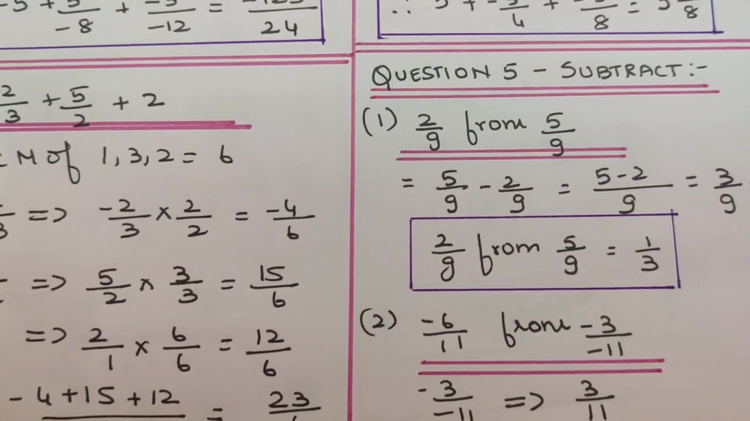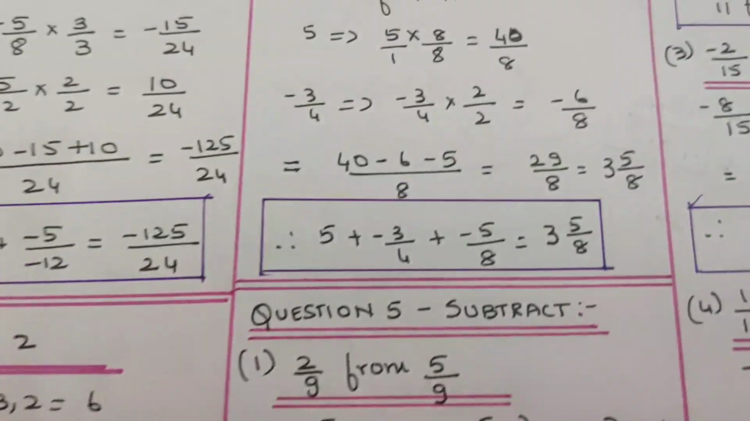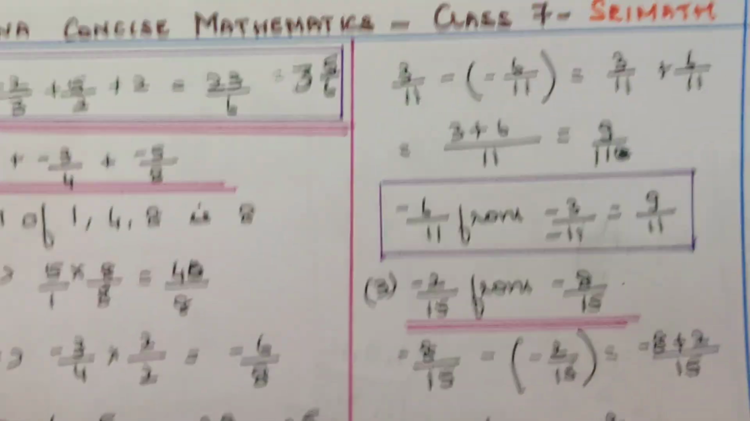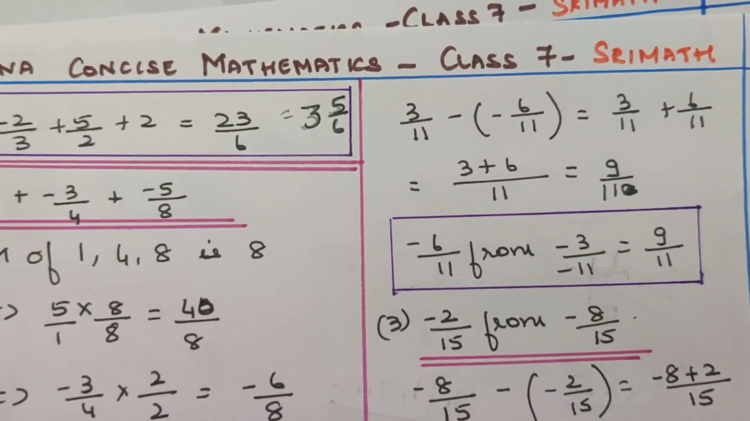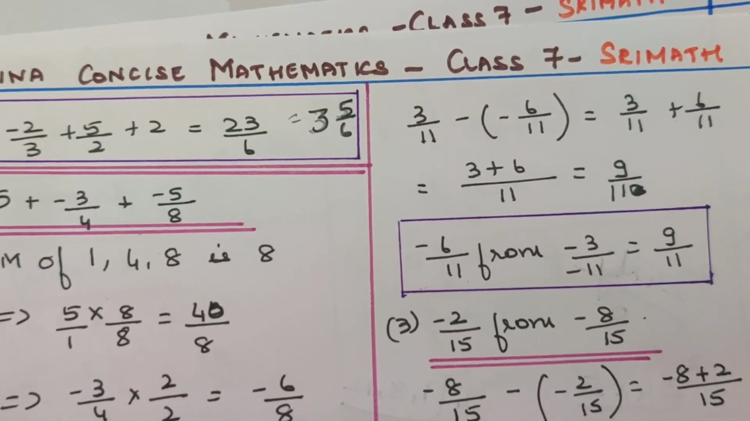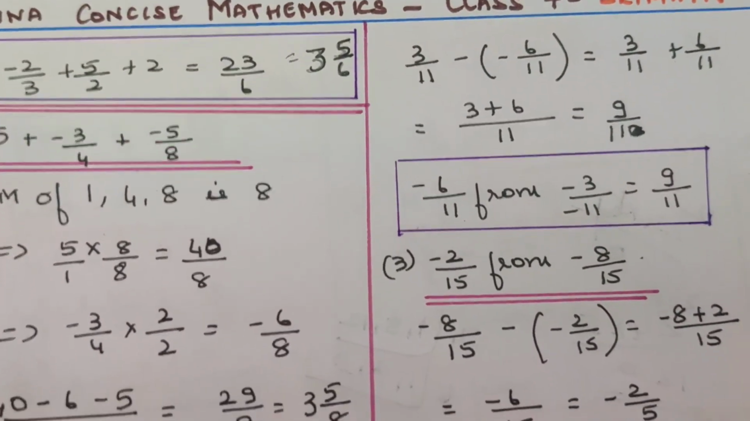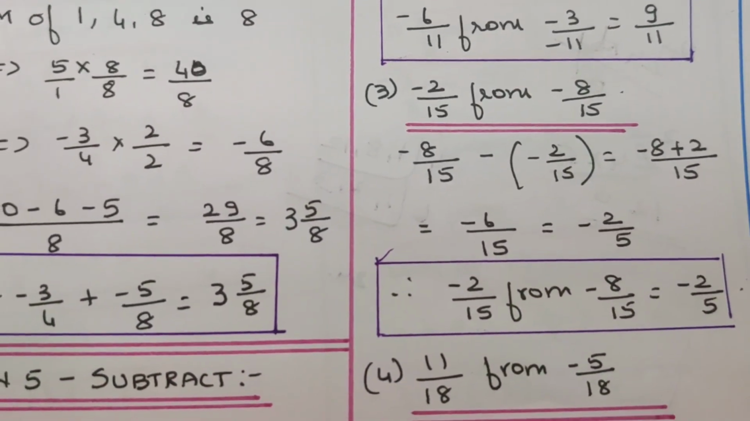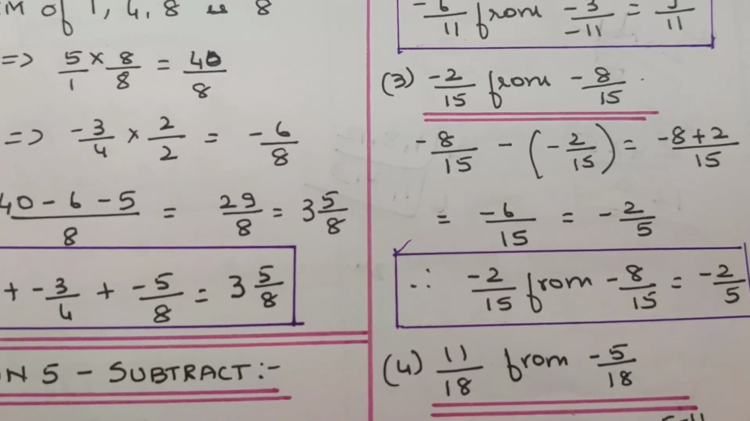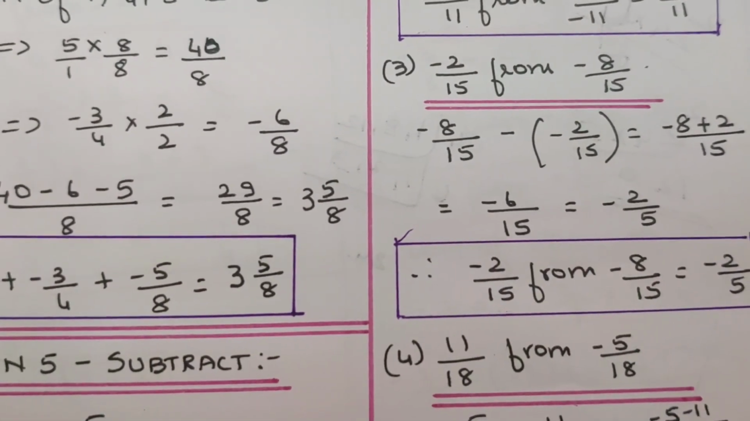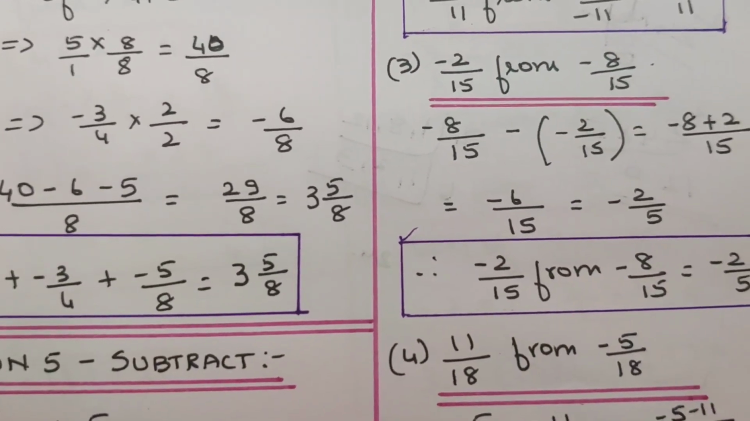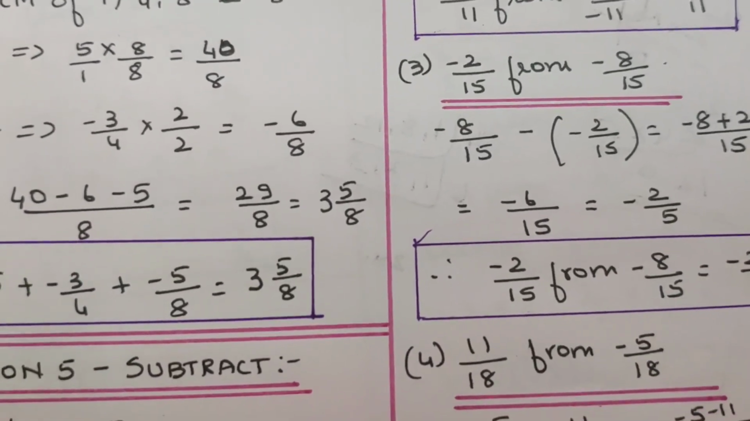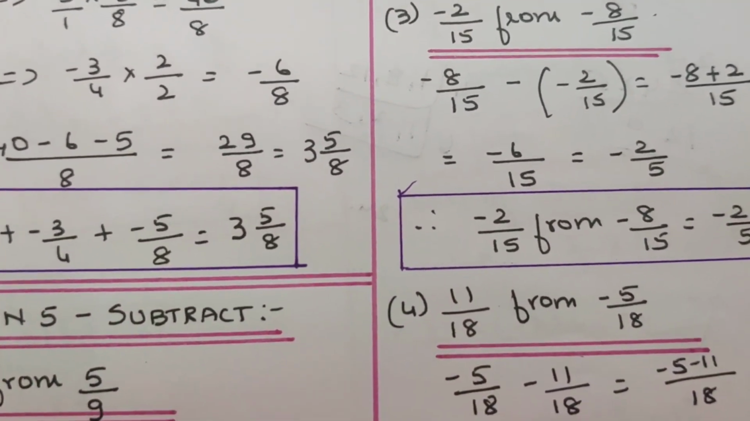Minus 6 by 11 from minus 3 by 11. So minus 3 by minus 11, you can write it as 3 by 11. So you get 3 by 11 minus of minus 6 by 11, that is 3 by 11 plus 6 by 11, it becomes 9 by 11. The next one is minus 2 by 15 from minus 8 by 15. So minus 8 by 15 minus of minus 2 by 15, common denominator. So minus 8 plus 2 by 15 gives you minus 6 by 15. Again, you can simplify using the 3 table and it becomes minus 2 by 5.